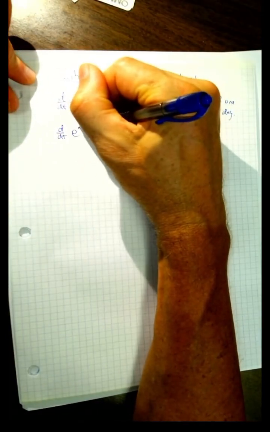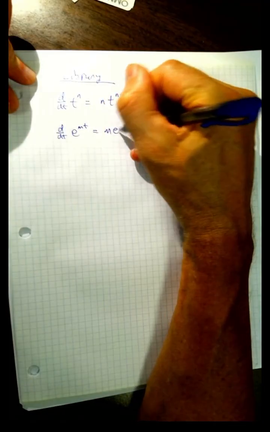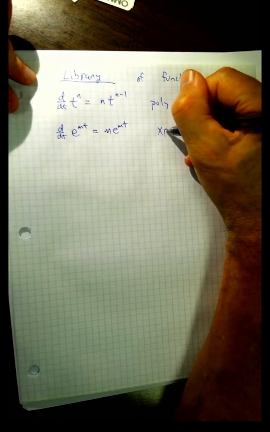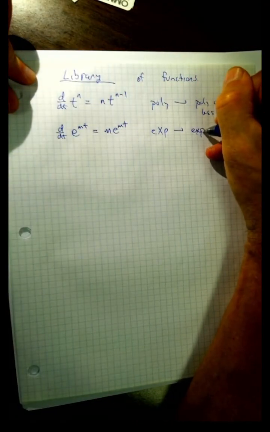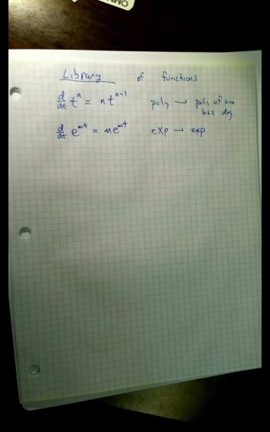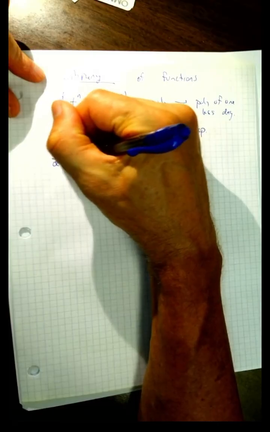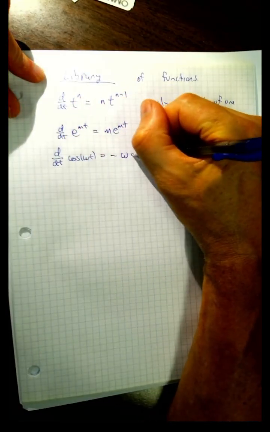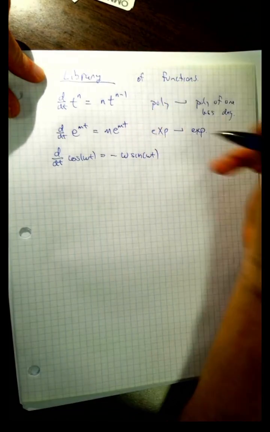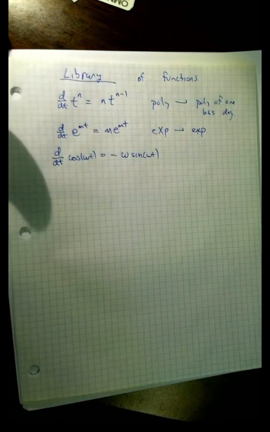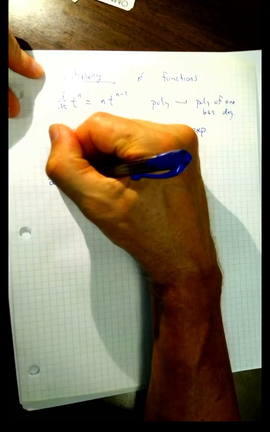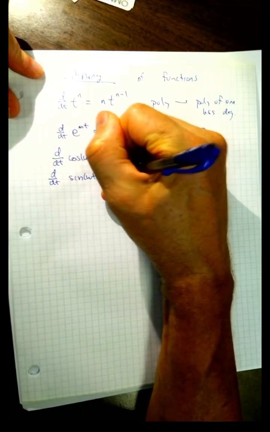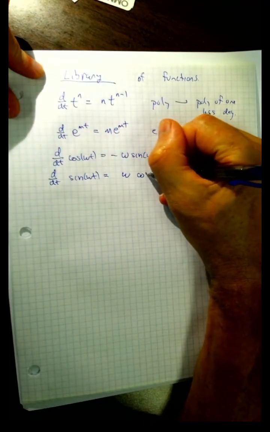The derivative of an exponential is another exponential. So taking derivatives of exponentials just gives you more exponentials. And here's where it gets a little tricky. If you take the derivative of cosine, you're going to get a sine. And if you take the derivative of a sine, you're going to get a cosine.